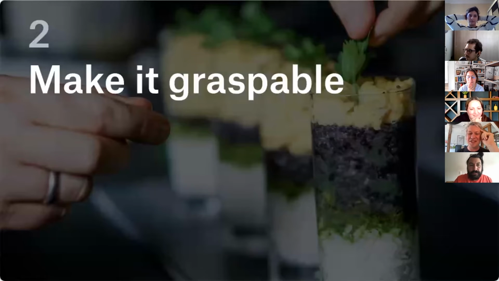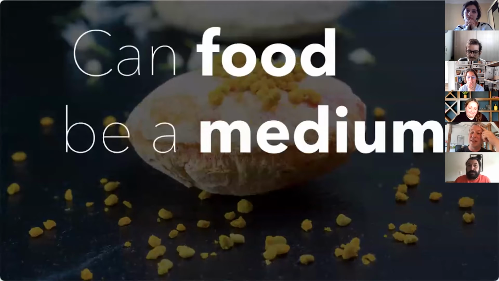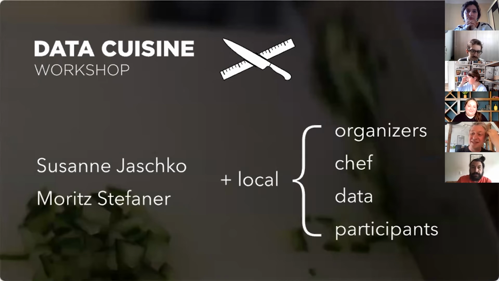The second one, we touched on it already: it's not enough to show complexity, but somehow you have to make it manageable, tangible, and altogether easier to digest. And here we took it actually literally, because in the Data Cuisine workshop series that I do together with Susanne Jaschko, we explore if food can be a medium for information. To find that out, we team up with local chefs and workshop participants in different cities in order to tell local data stories through local food. That's the premise of the whole thing.